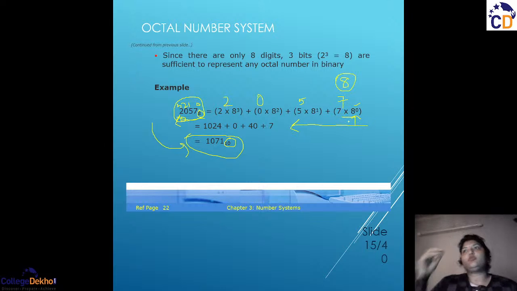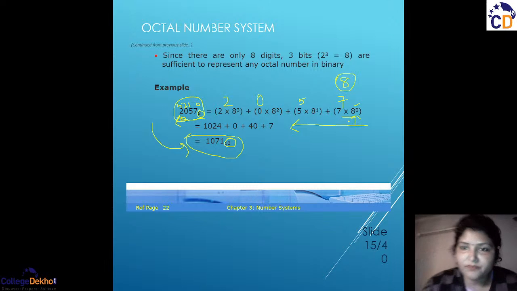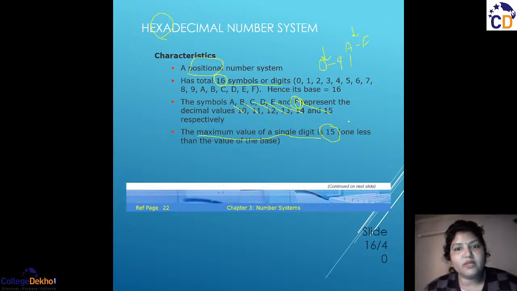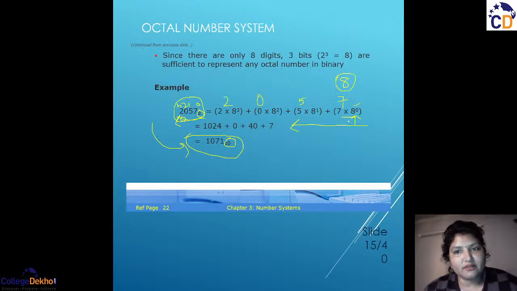So 7 into whatever the base is. It could be 2, it could be 10, it could be 8, it could be your hexadecimal form, that is 16, right? It could be any of the bases. The formula would remain the same. You start from right to left, and the first position would be 0. Basically it looks like this: base to the power 0 from the right hand side, right?